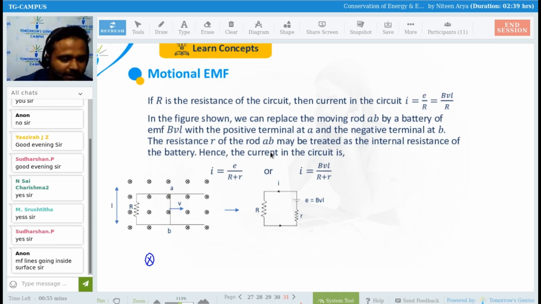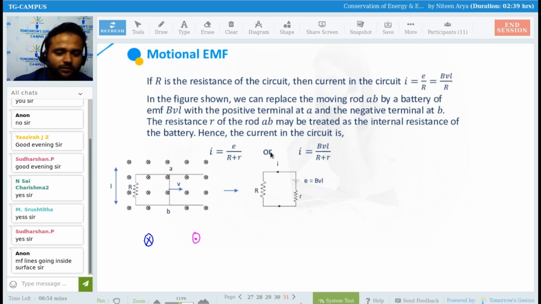Tell me, beta. Magnetic field lines going inside the surface. Exactly. Is this inside the surface, into the plane of paper, or outside the surface, outward? Inward, into the plane of paper, outward. Okay.